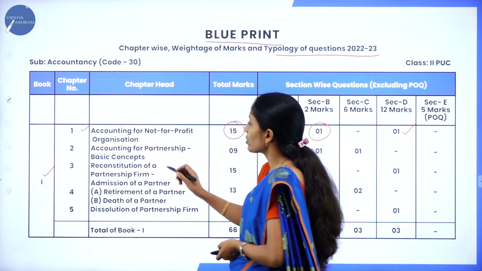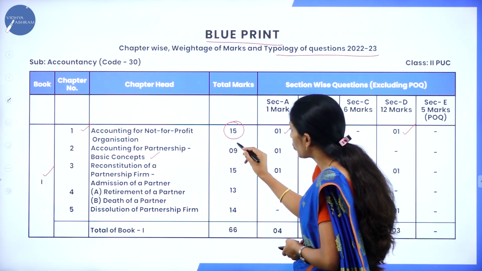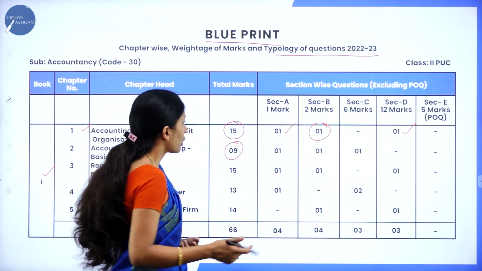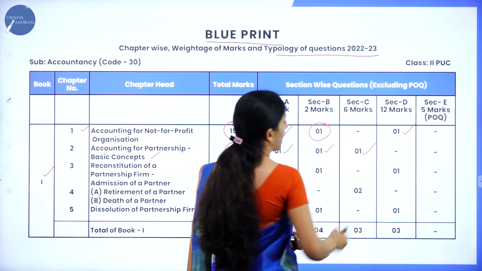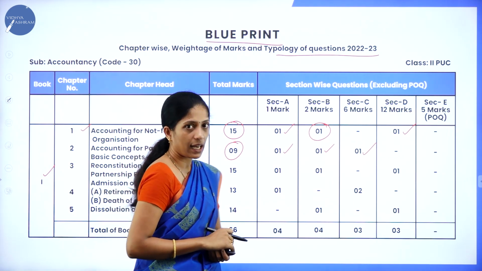Now coming to the second chapter, accounting for partnership basic concepts. The total weightage is 9 marks. So how do you get these 9 marks? You will get 1 mark 1 question, 2 marks 1 question as well as 6 marks 1 question. So the total weightage is 9 marks.